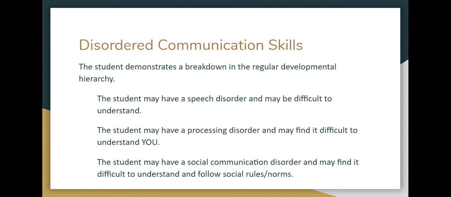On the other hand, disordered communication skills indicate that there is a breakdown in the typical progression of skills. These students may demonstrate a speech disorder with errors in sound production that makes them difficult to understand. There could be a pattern of errors, such as omissions, or substitutions, such as t for s or k. Be aware that this does not include a kindergartner who may have difficulty saying R.